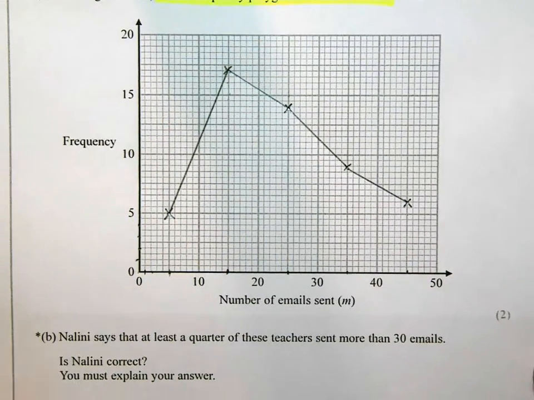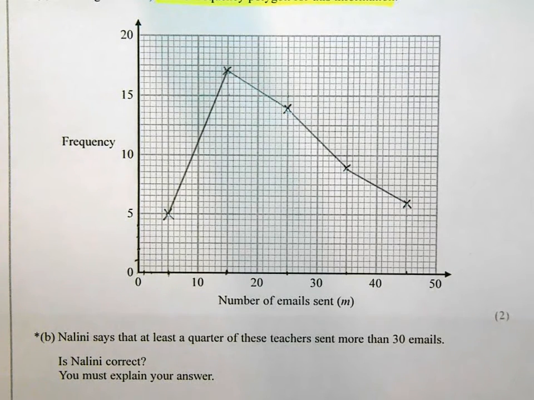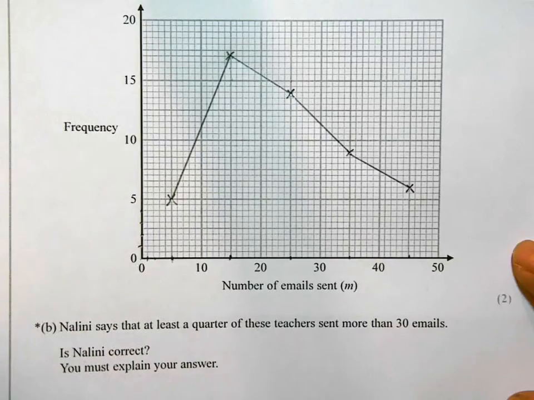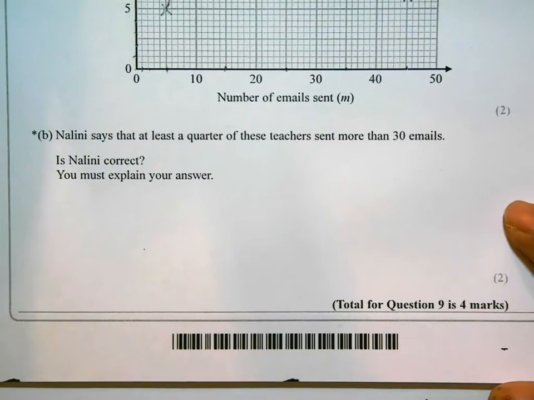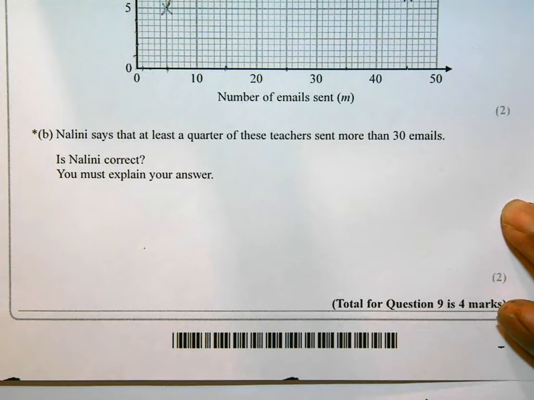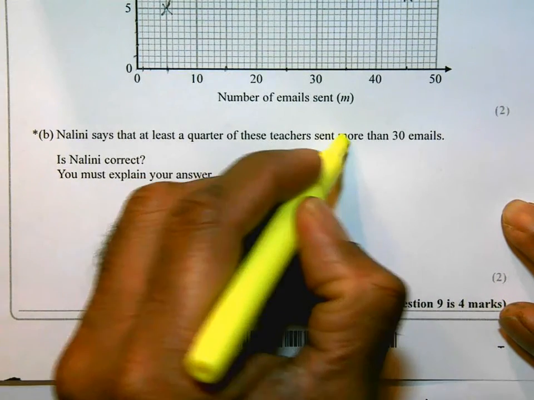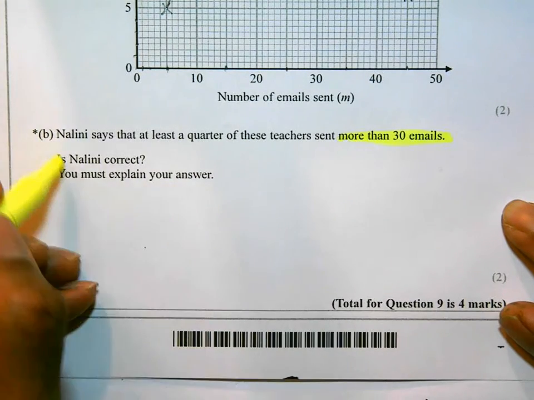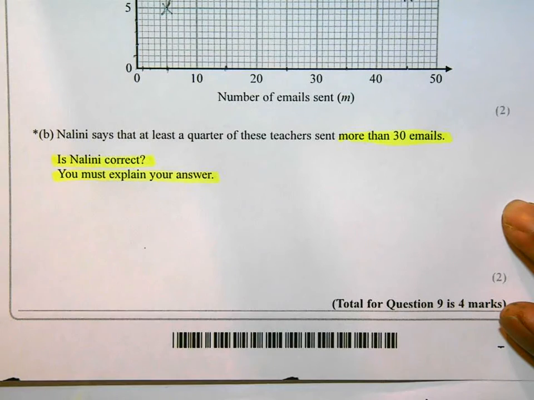Looking at part B. Okay, so looking further at this question, it said, Nalini says at least a quarter of these teachers sent more than 30 emails. Okay, is Nalini correct? You must explain your answer. So, one of the things that I definitely picked up in this question was in the very first line of the question, they said to us that there are 51 teachers altogether.